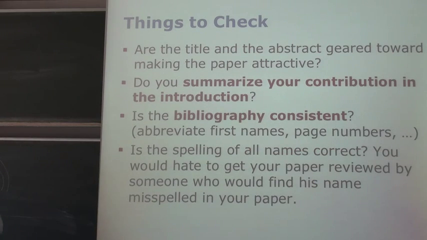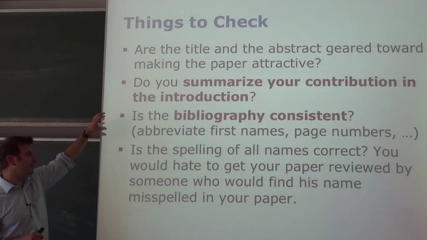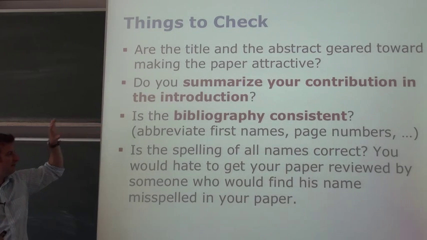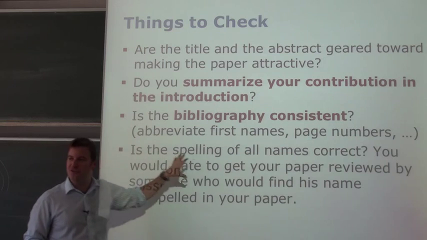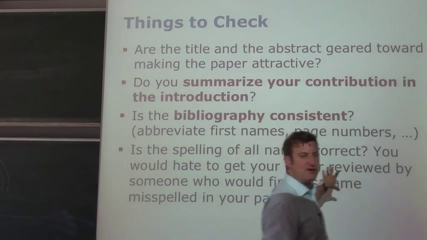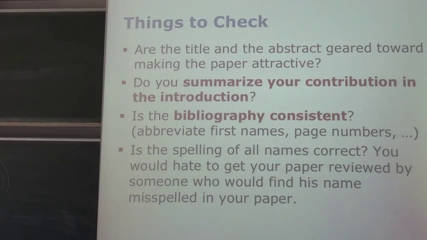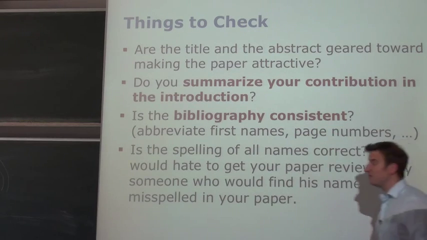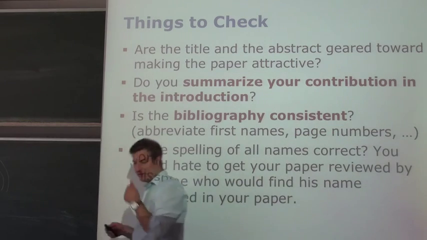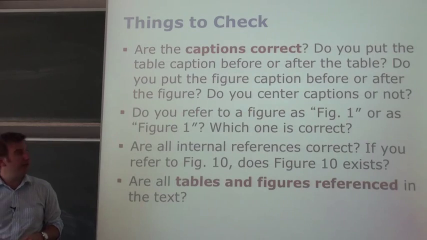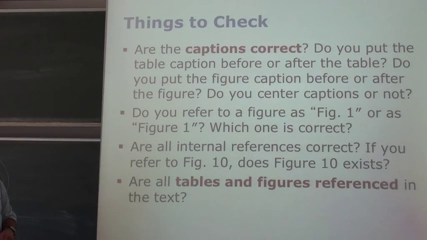Okay, do you summarize your contribution in the beginning? Is your bibliography consistent? Spelling names of persons. If you cite someone, misspell his or her name, that kind of sucks. You should not do that. So go through it and see if you have a typo in names, which is also something important. Yeah, captions correct, so these are kind of more details.